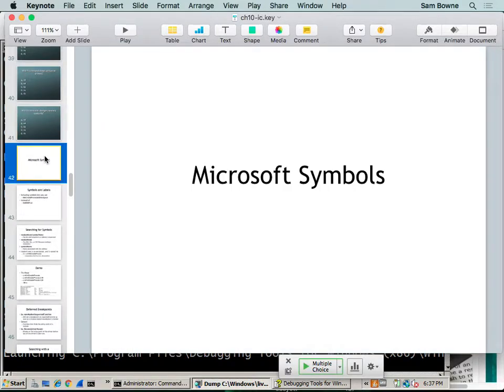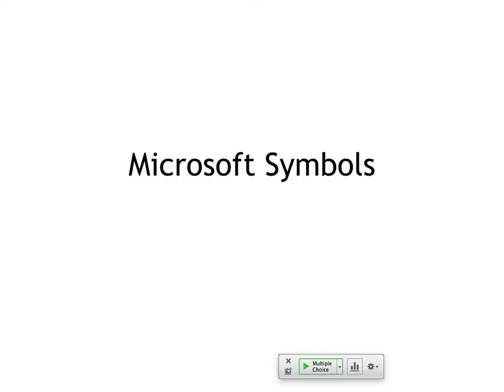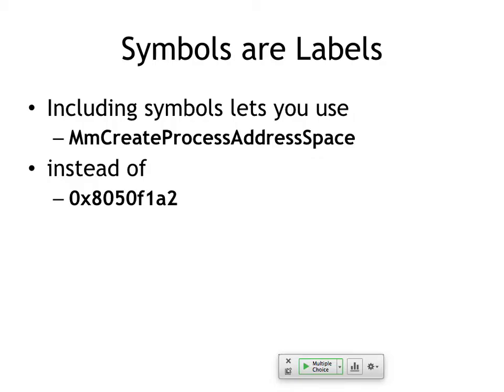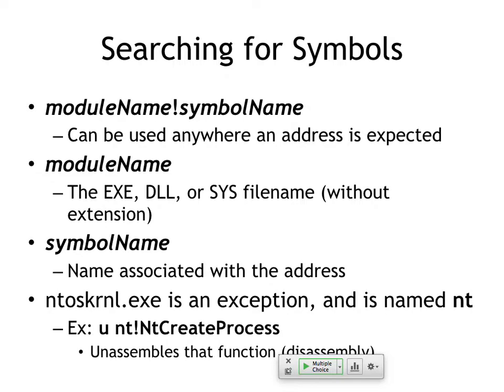Anyway, so then there's Microsoft symbols. You can refer to everything by hexadecimal memory addresses, but that gets old really fast, especially since this is the kernel, and almost all that code is written by Microsoft, and you're not really going to be debugging it. So then you can have names like this, create process address space instead of just a meaningless hexadecimal number. So that's cool. You can search by symbols.